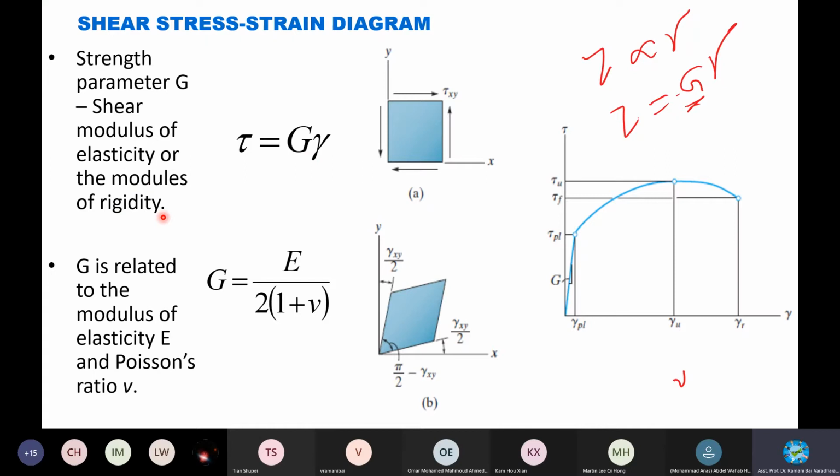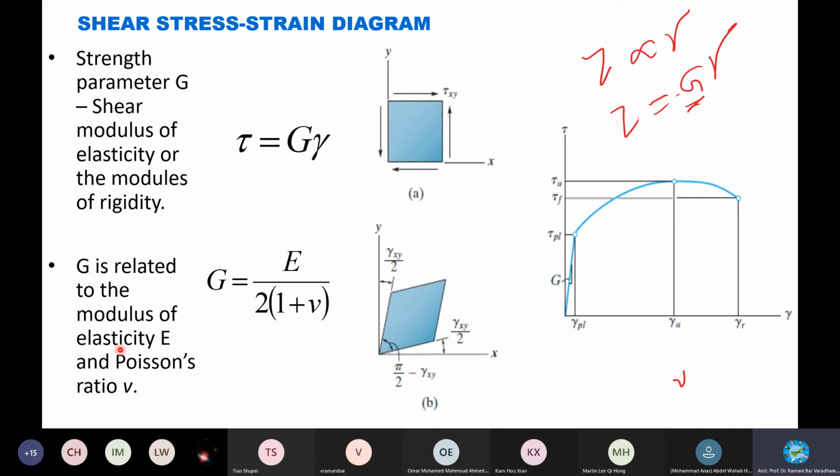Let's see how it is. Initially this is a square. Because of the tangential shear acting on it, it will tend to bend in this direction, making an angle. It depends on which plane you want to calculate, whether it's the XY plane, YZ plane, or XZ plane, and so on.